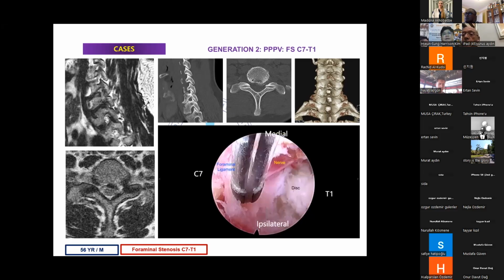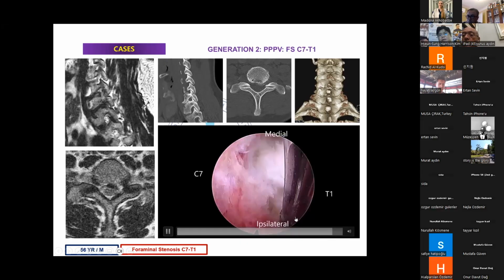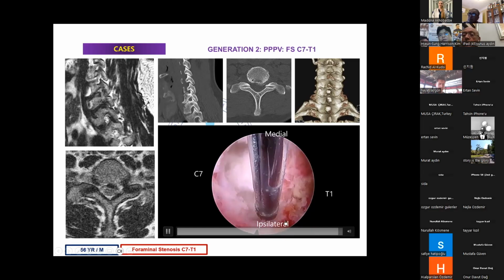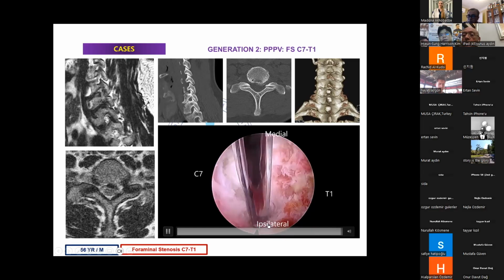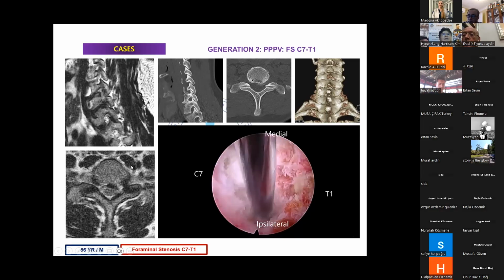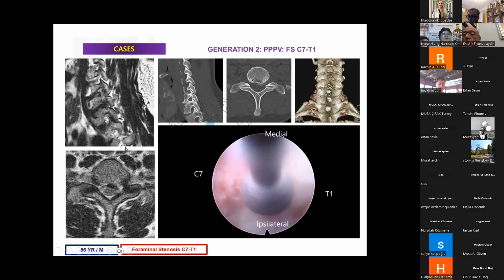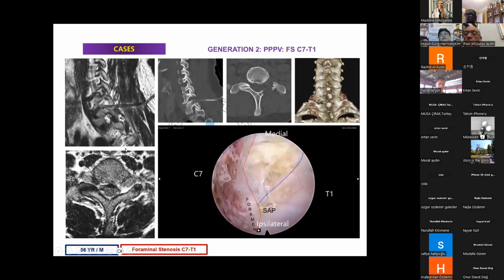This is the final point. Still preserve the foraminal ligament. Here is a nerve root. Here is a safe foraminal lateral border of the pedicle, the final point of the foraminal area here. And after then, you can see the postoperative image like this.